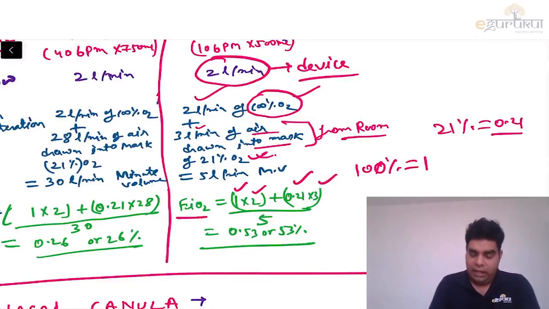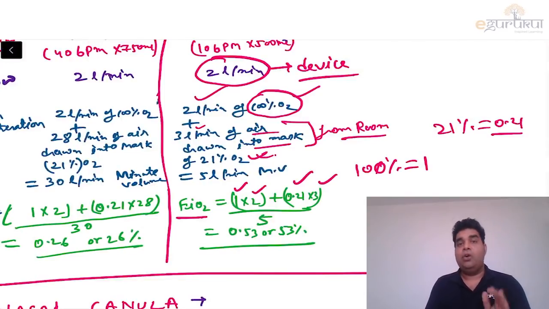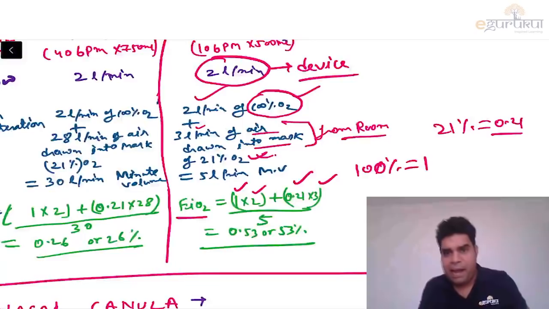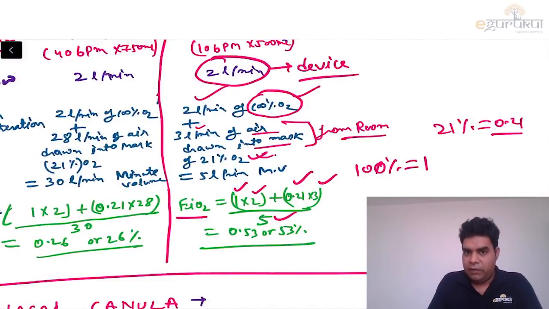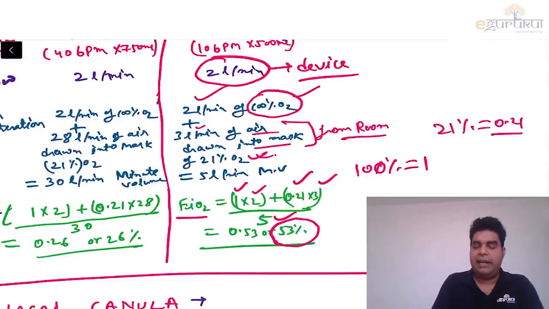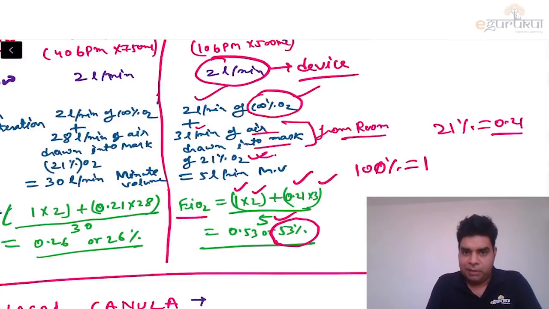The total amount of air that the patient is taking when the patient does not have respiratory distress is 5 liters. So how much FiO2 will it come to? It will come to around 53% FiO2. That means the amount of oxygen in the inhaled air is 53%.